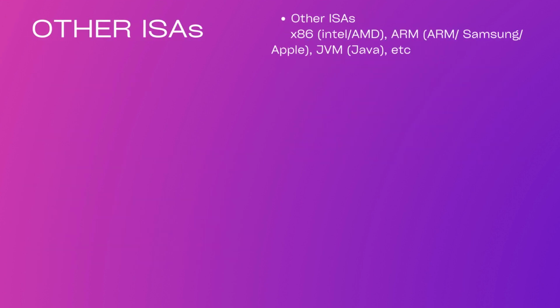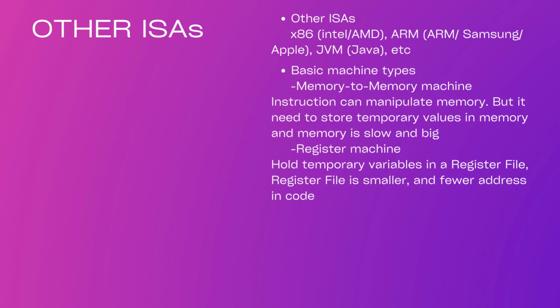And the last one, other ISAs. Examples of other ISAs are x86, like Intel or AMD, ARM, like Samsung or Apple, JVM or Java, etc.